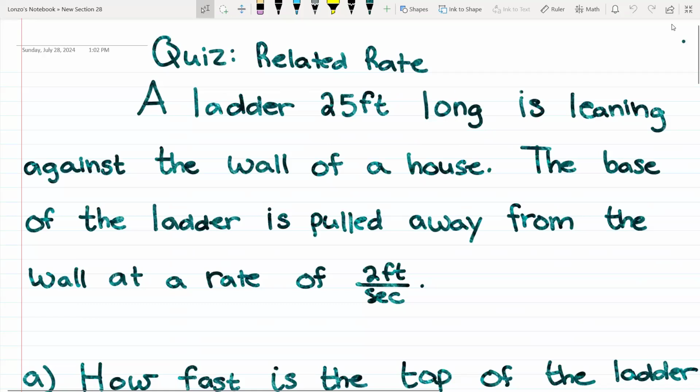Hello, in this video I will do a quiz on related rate word problems. So on this quiz we're doing a ladder problem. A ladder is 20 feet long, leaning against the wall of a house. The base of the ladder is pulled away from the wall at a rate of 2 feet per second.